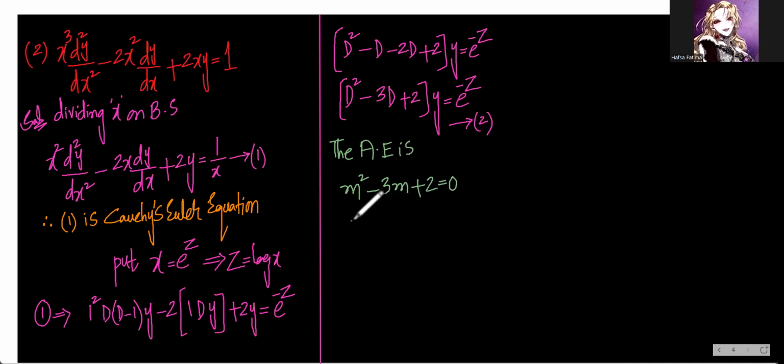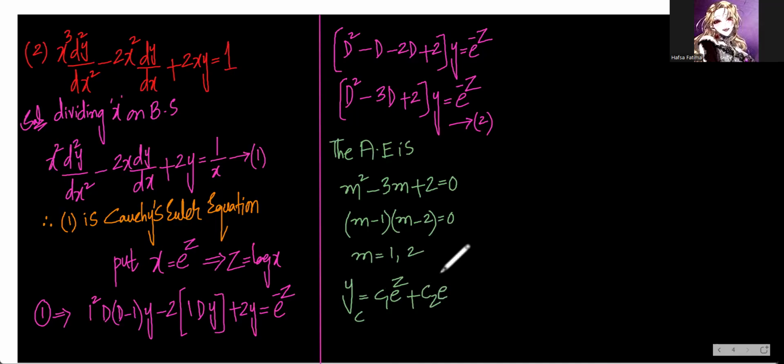Come on, m minus 1. Even you can use the calculator for this, or you can directly write it. m minus 1 into m minus 2 is equal to 0. I can say the values of m are 1 comma 2. And now my yc, complementary function, becomes c1 e power z plus c2 e power 2z. Be careful, we converted the question into z. Yes or no? Yes, sir. Okay, now you will continue further.